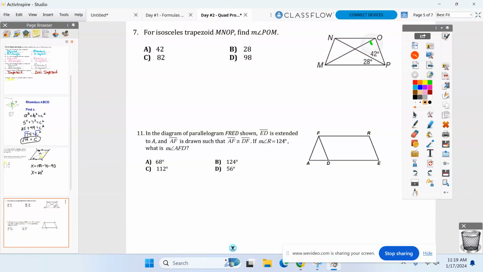Angle POM. It's an isosceles trapezoid. So in my mind, I know NO is parallel to MP. And since it's isosceles, the legs MN and OP are congruent, those 2 legs. And I need you guys to get me to angle POM somehow. All right, start filling out what you're confident in.